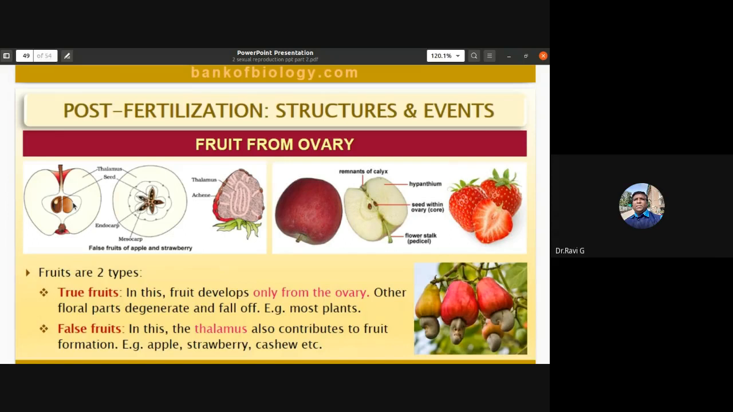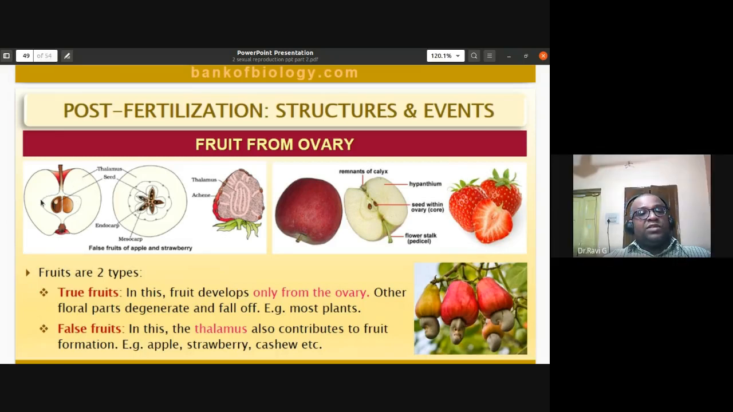The wood apple. It's a false fruit. In false fruit, the thalamus contributes to the fruit formation, and we think that to be the fruit and consume. But the genuine fruit is this membranous covering of it, which is the core of the apple. So if you take the TS of it, you can see that they are pentacarpellary, pentalocular, and you can also find the seeds. So the false fruits of apple and strawberry.